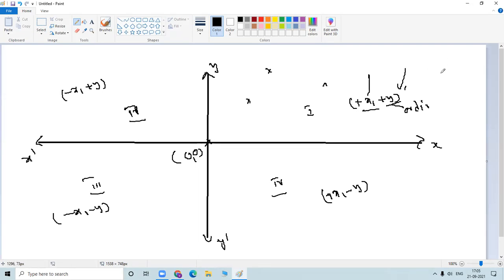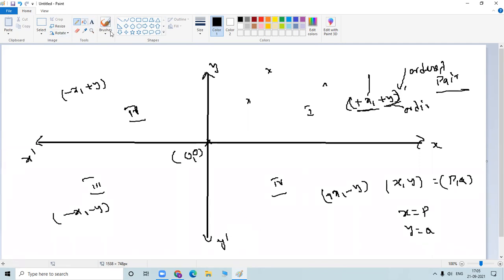And the order is important. That's the reason this is called an ordered pair. The pair of two numbers is kept in braces, and the order is important. If I say (x, y) equals (p, q), it is possible only when x equals p and y equals q. If x is not equal to y, I can't say (x, y) equals (y, x). If order did not matter, then both would be equal. But when representing locations in this coordinate system, order is important. That's the reason this is called an ordered pair.